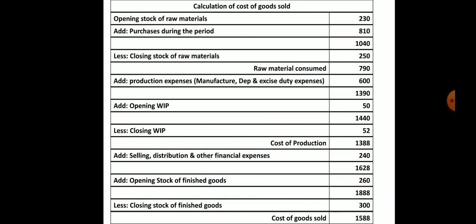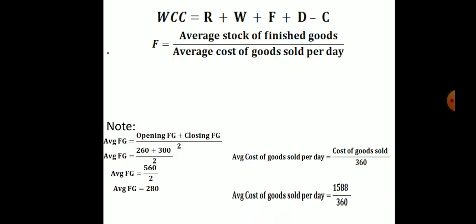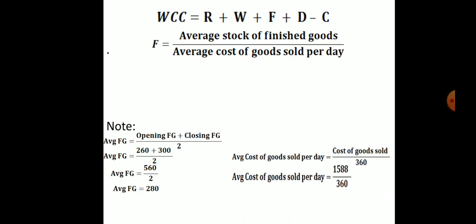1588. So this is the total cost you have spent for producing this product. So 1588 divided by 360. So average cost of goods sold per day is 4.41 you have spent. If you divide that, the average stock of finished goods is 280 and average stock of goods sold per day is 4.41.